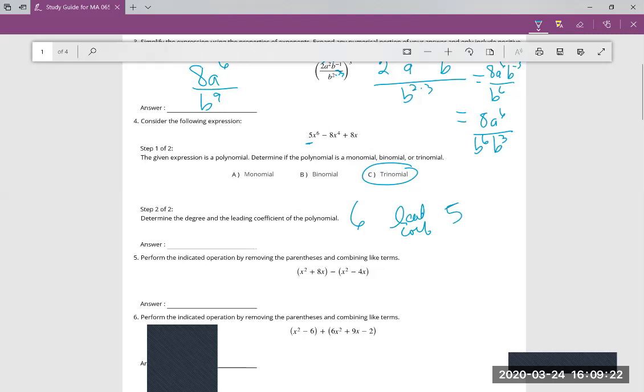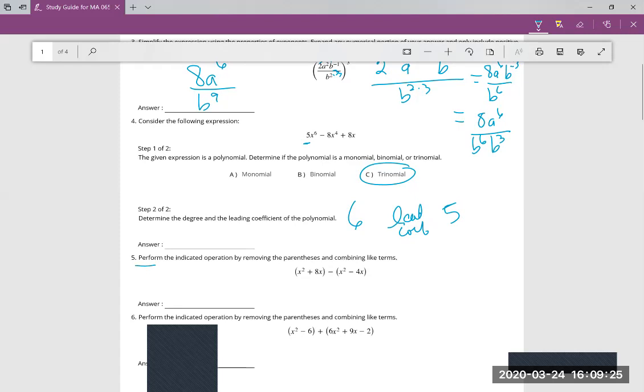All right, next up is number 5, and we're going to perform the indicated operation. And we're going to apply this negative sign here. So remember, it's like multiplying a negative 1 times everything inside the parentheses. So when I write this, I have x squared plus 8x, and then that'll be minus x squared, and then plus 4x. So if I have x squared minus x squared, that's going to be 0. And if I have 8x plus 4x, that is 12x. So the answer to this one is 12x.